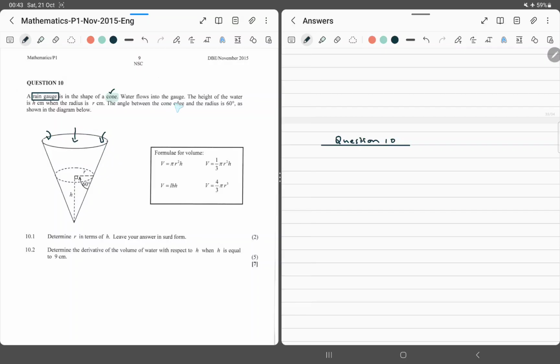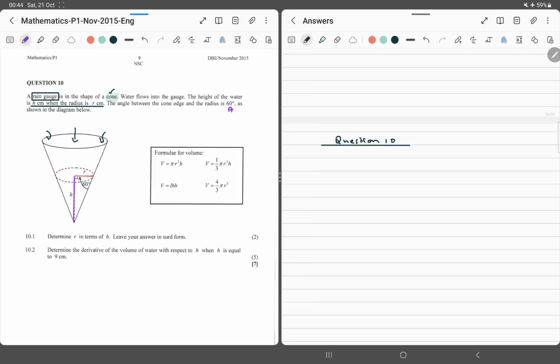So now the height of the water is h when the radius is r. So we can see there's our radius r, and we've got our height h. So this is now the water inside the gauge. Okay, great. And then we're told the angle between the cone edge and the radius is 60 degrees, as shown in the diagram.